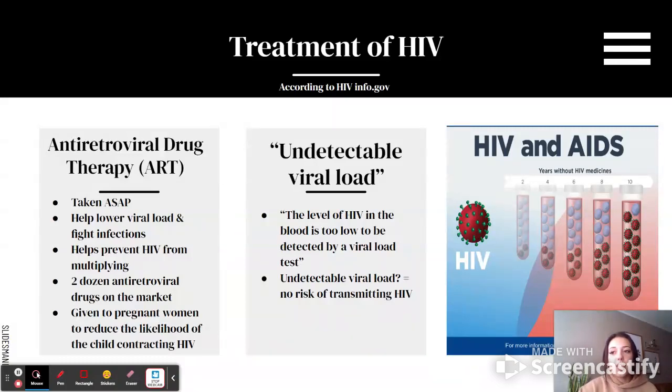Since ART reduces the viral load of HIV in the individual's system to an undetectable viral load, women who are pregnant and are being treated with ART have a less likely chance of transmitting HIV to their baby, which is great news.